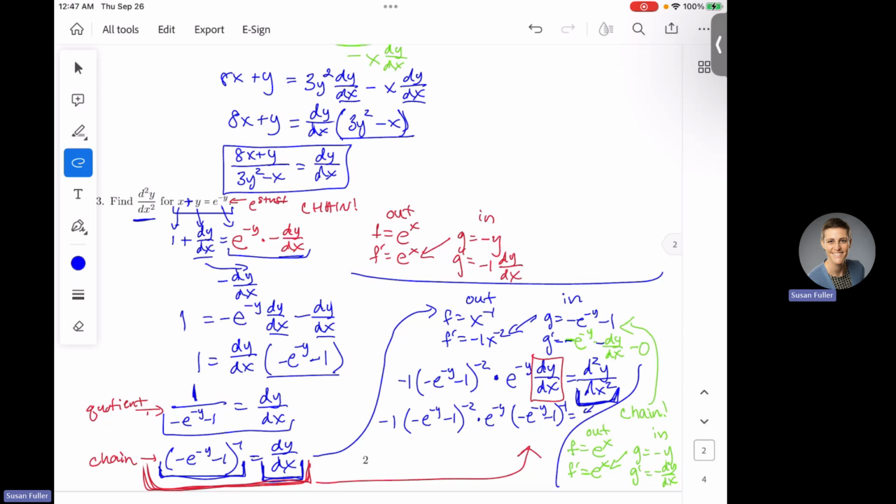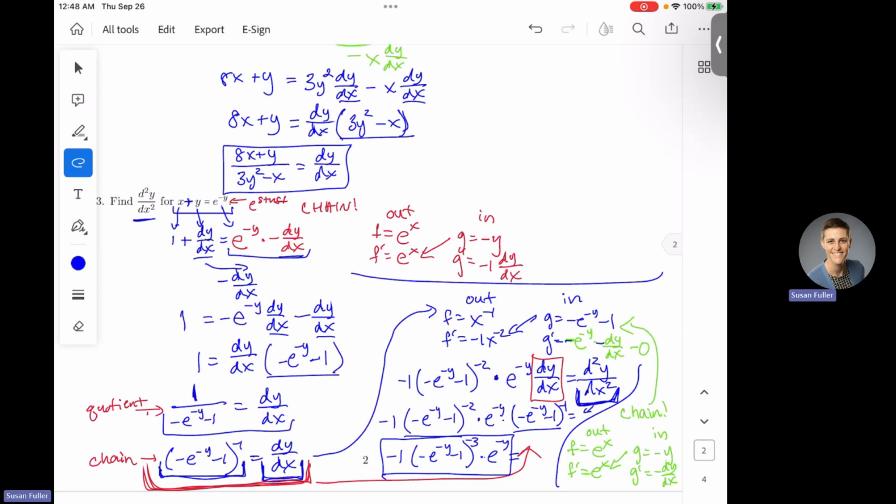I'm sorry, I'm running out of space here. And notice all of these things are being multiplied. I have two things being multiplied with the same base. I could combine them. Negative 1 times negative e to the negative y minus 1 to the negative 3, because I can combine them by adding my exponents. Negative 2 minus 1 is negative 3, times e to the negative y is still here. That is my second derivative overall.